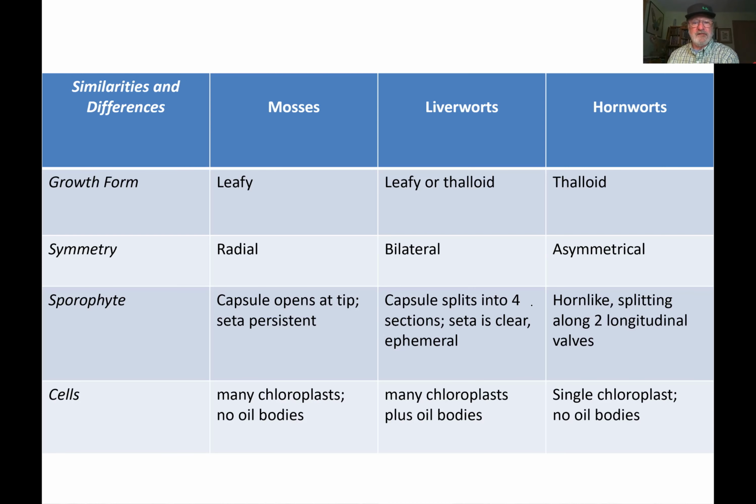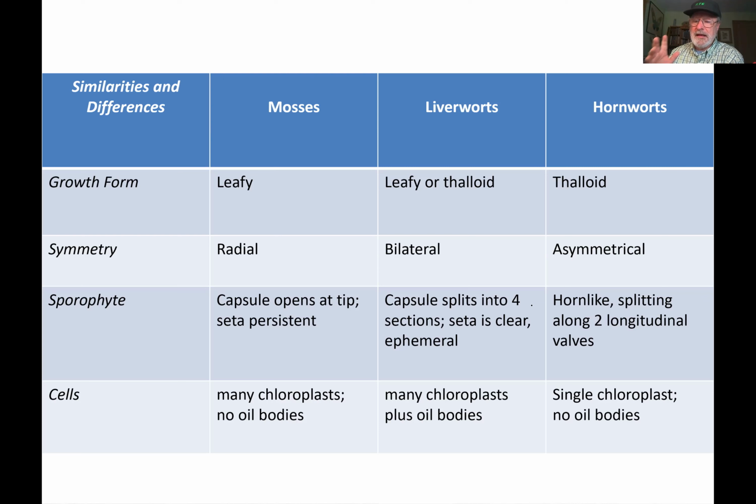The sporophytes of liverworts are nowhere near as complex as those of mosses. Rather than having a persistent stalk or seta, the liverwort seta is sort of thin and translucent and very short-lived. And the capsule, instead of having operculum and calyptra and peristome and being sort of fairly long-lived, splits into 4 sections, and the whole thing collapses. I think it lasts a day or 2 or 3.